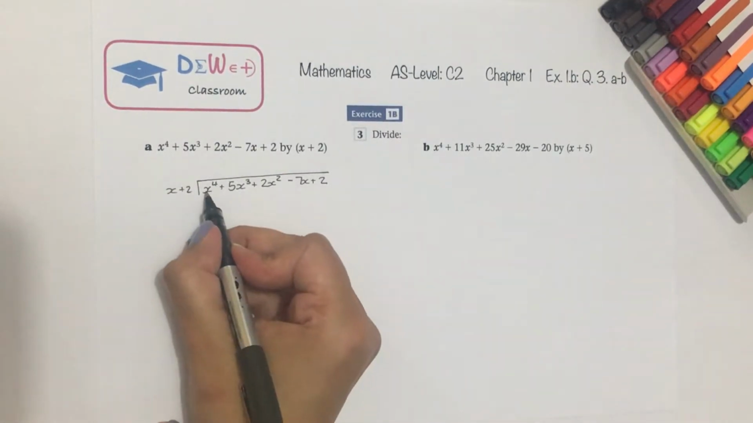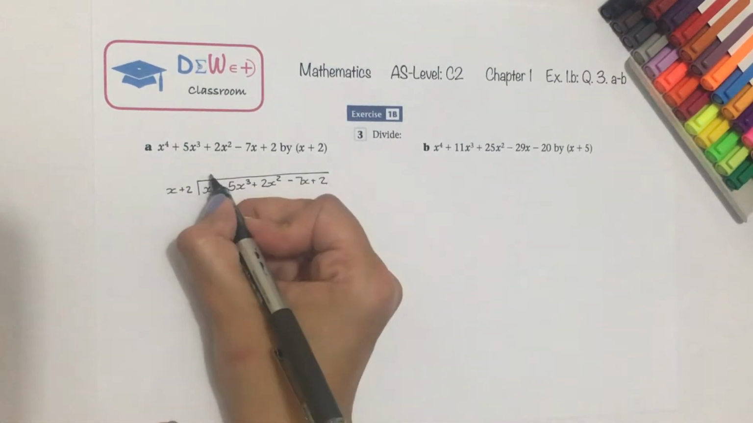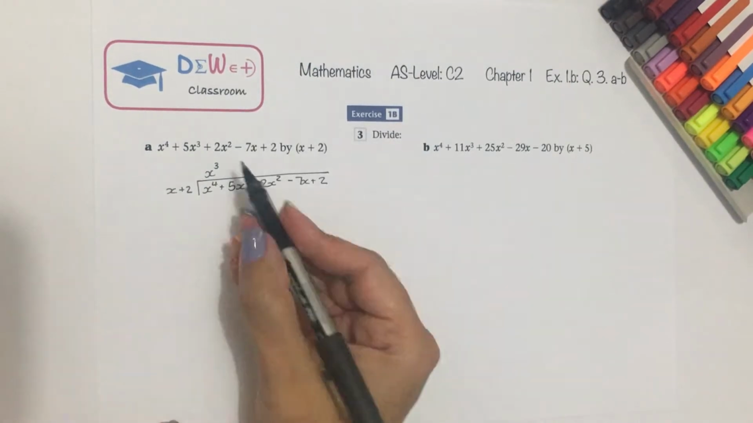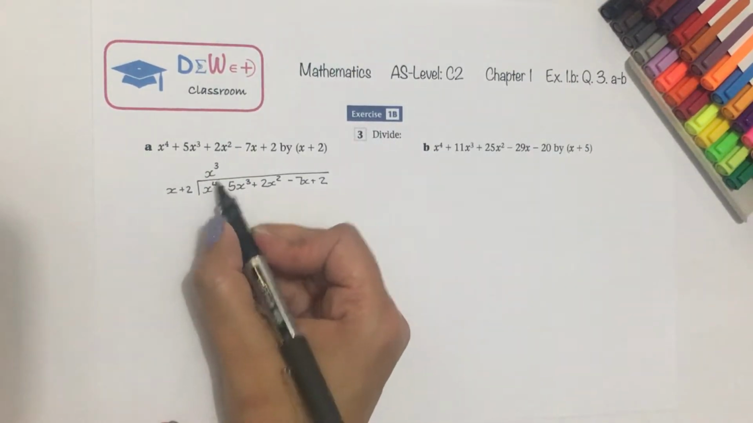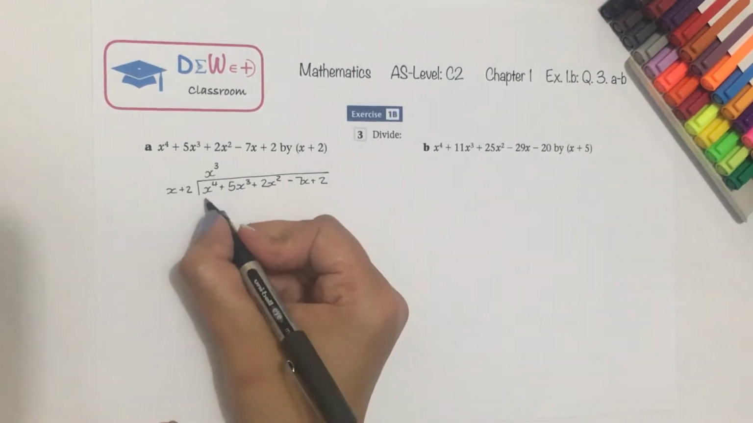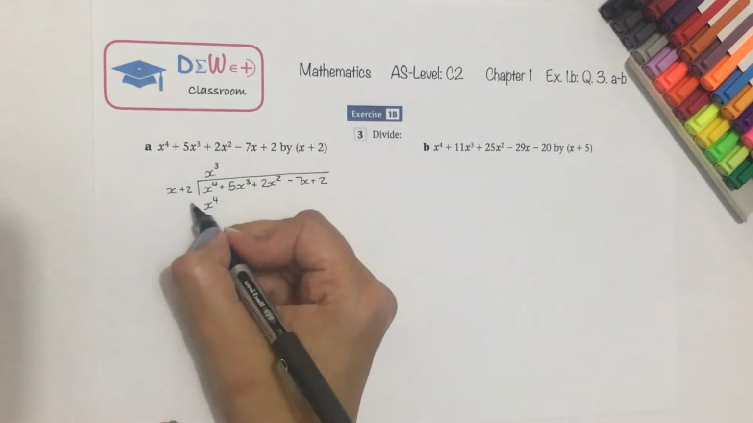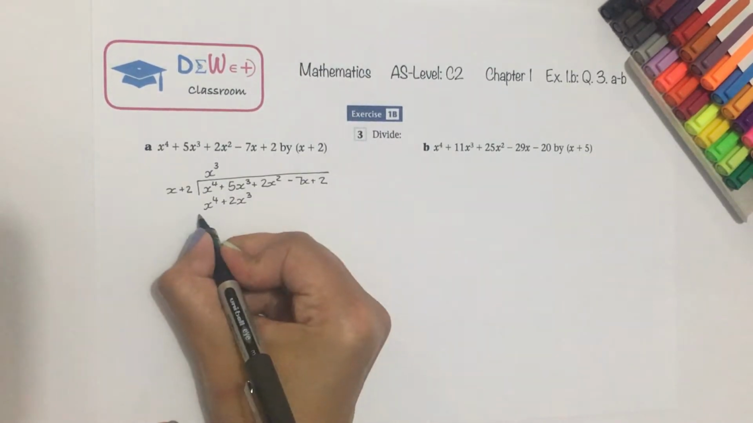And then we're going to start with our first term by saying x to the power of 4 divided by x is x to the power of 3. Because remember, your rules of indices say when you divide, you actually subtract the indices. x to the power of 3 times x is x to the power of 4. And x to the power of 3 times 2 is 2x to the power of 3.